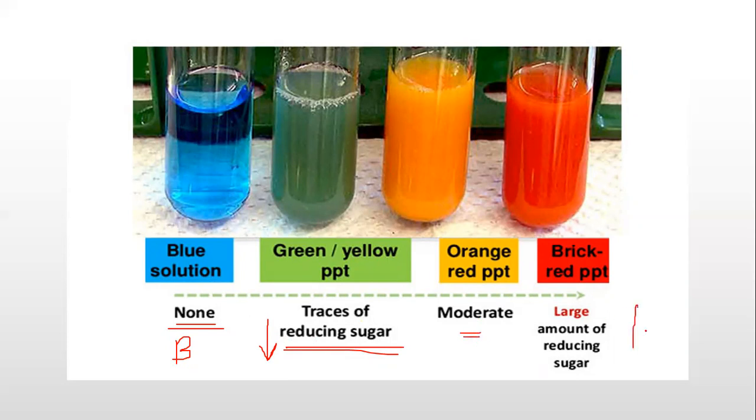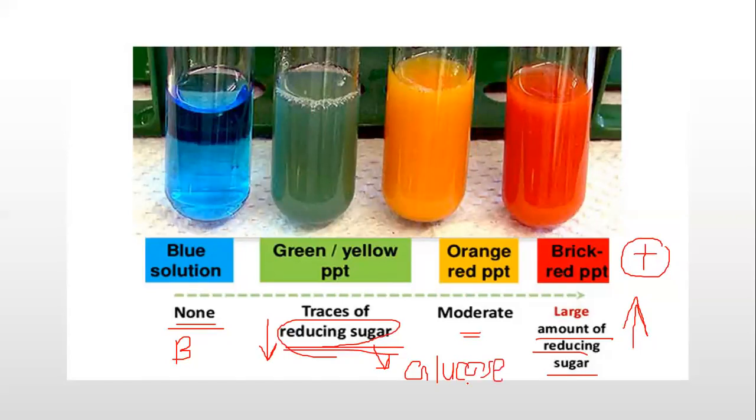Whereas if you get a brick red precipitate, this is the strongest positive result, telling you that there's a large amount of reducing sugar. Reducing sugar is basically what we call glucose. We are talking about glucose. When I use the term reducing sugar, I mean glucose.